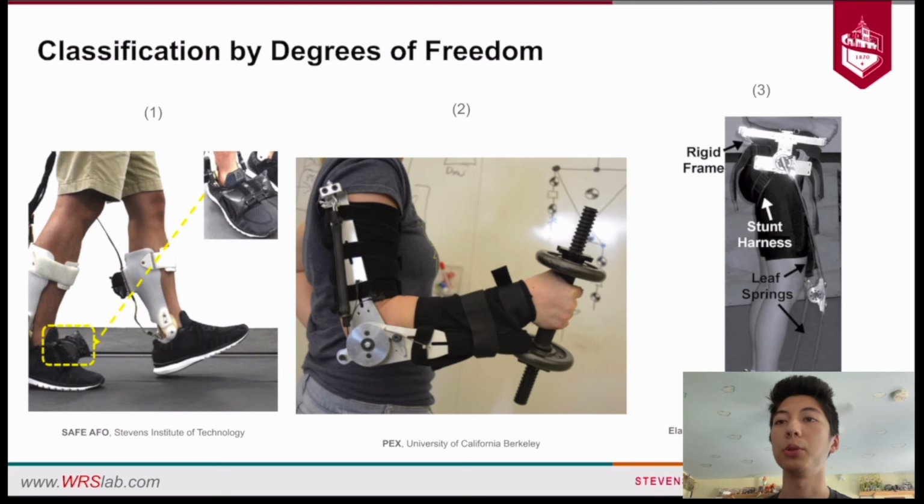The example with 2 degrees of freedom has those 2 degrees of freedom moving in the elbow, moving it straight and curved, and also twisting the forearm, just like the joint on your body. The 3 degree of freedom example has its 3 degrees of freedom at the hip, the knee, and the ankle.